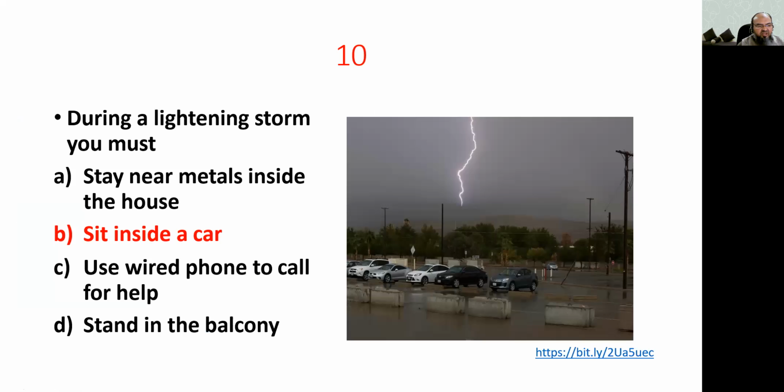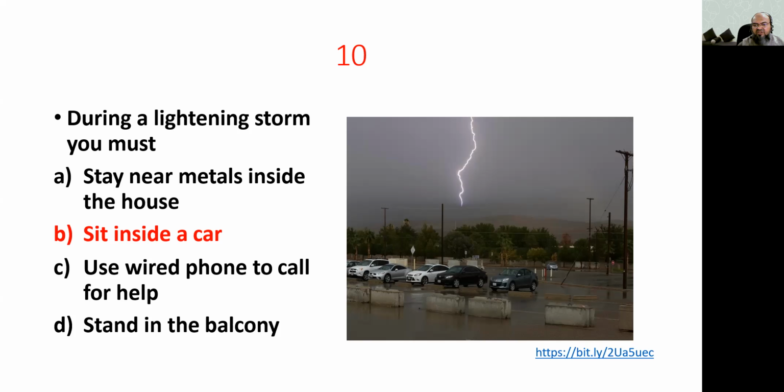And in this question you see that during a lightning storm, you must stay near metals inside the house, sit inside a car, use wired phones to call for help, or stand on the balcony. So it is better to be safe inside the car, because a car is just like a Faraday cage.